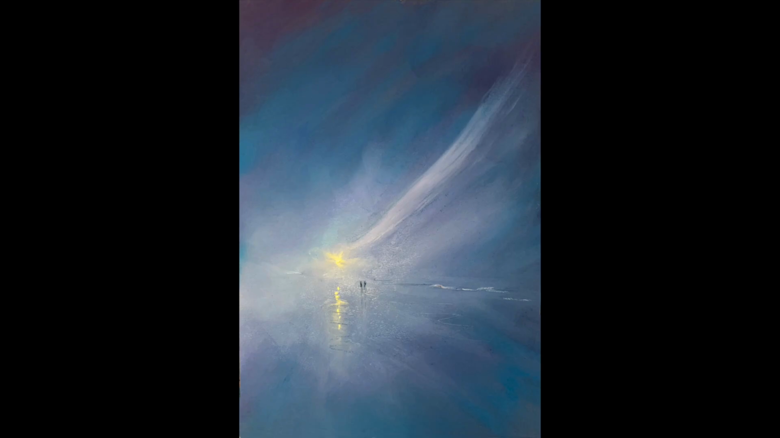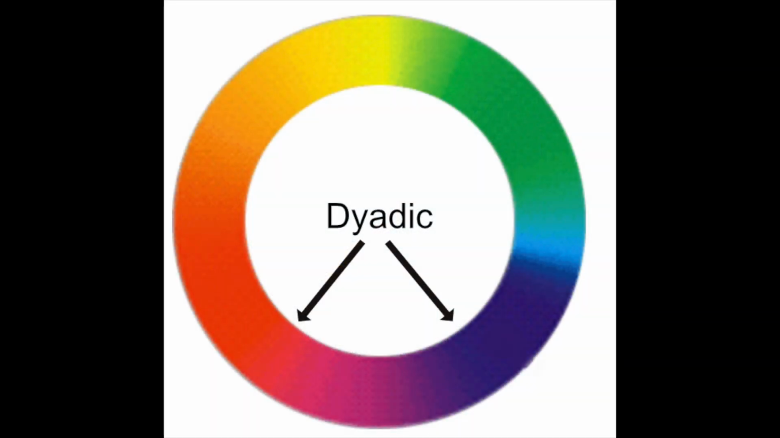So our next colour scheme we're going to have a look at is a dyadic colour scheme. Now this is a split complementary colour scheme, but you've taken away the complementary. So what you've got here is two hues that you're going to use, which is where the dye comes from, either side of your primary hue that you don't use.